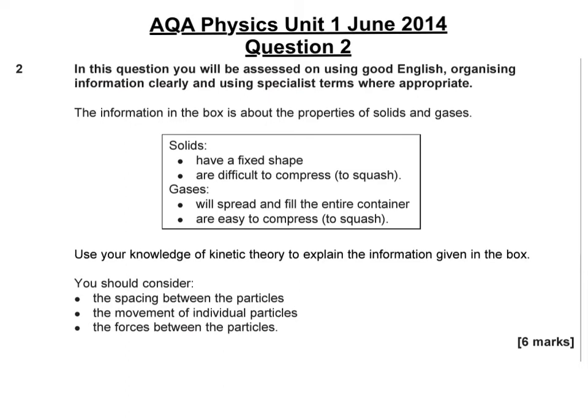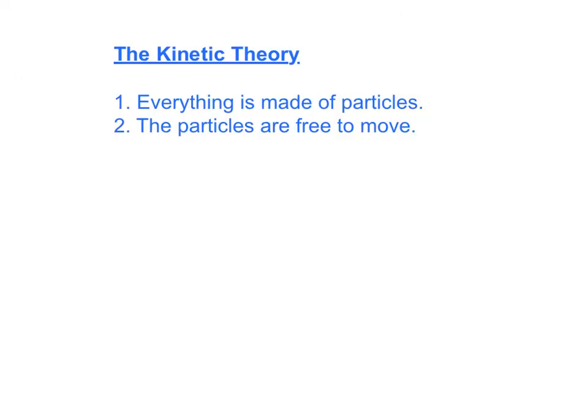It says, use your knowledge of kinetic theory to explain the information given in the box, and you should consider those 3 things there. Number 1, the spacing between the particles. Number 2, the movement of the individual particles. And then number 3, the forces between the particles. So to get all 6 marks in this question, you must comment on all those 3 things for solids and gases. So the kinetic theory is a key part of this question.